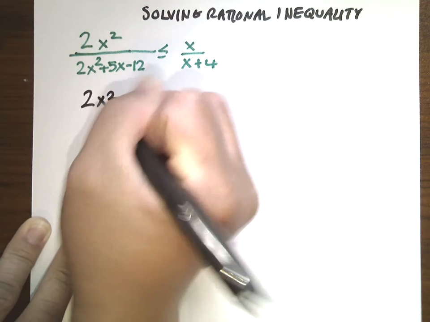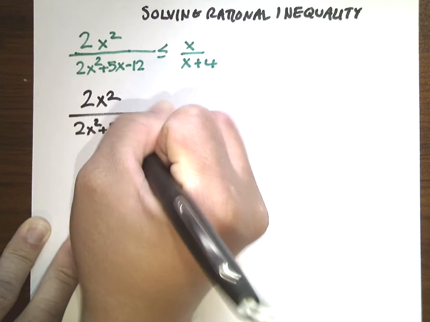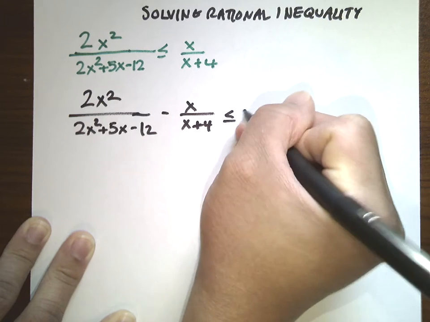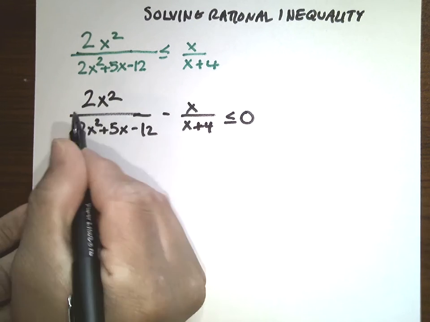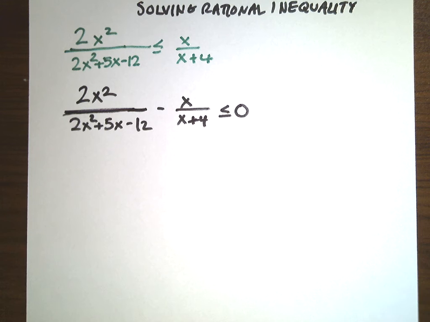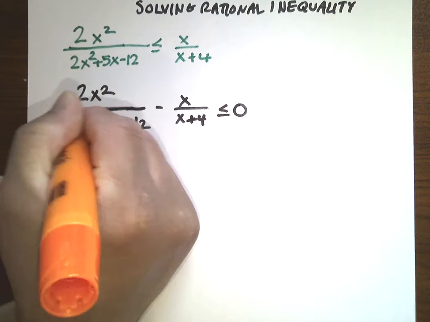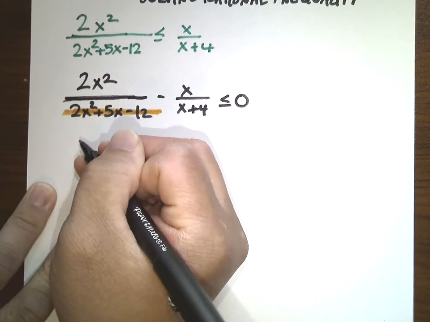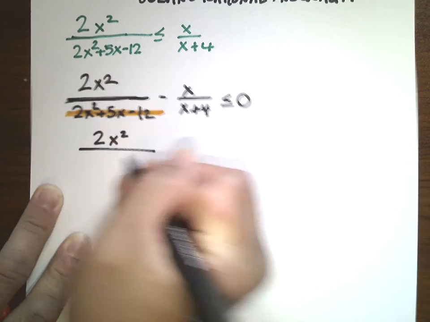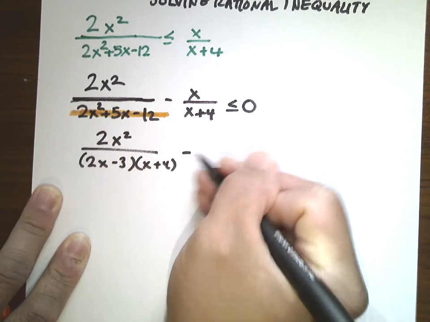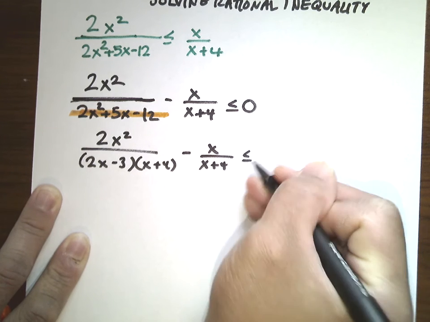So what I'm going to do is just subtract this x over x plus 4 from both sides like this, and then I will go ahead and actually find a common denominator. But one thing that might make that easier to do is if I factor this denominator right here. So 2x squared plus 5x minus 12 factors into 2x minus 3 times x plus 4, then minus x over x plus 4 less than or equal to 0.